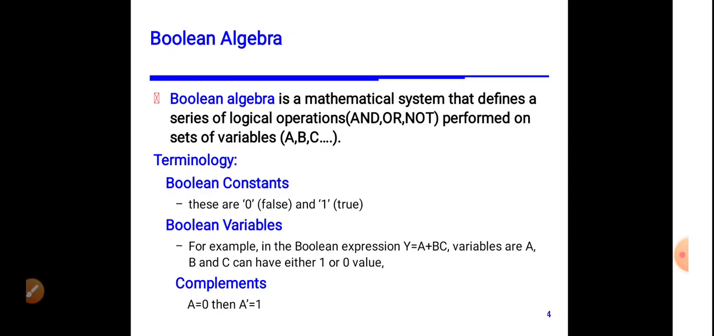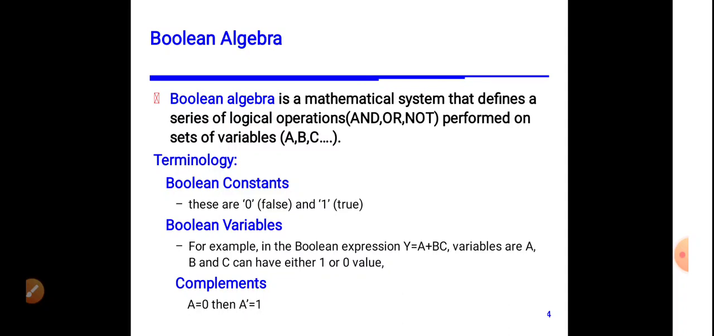That fixed value may be either 0 or 1. So if we are representing in terms of fixed values, those are called Boolean constants. If you are representing these in terms of alphabets, then they are called Boolean variables. So in case of Boolean variables, we are representing expressions. Boolean variables consist of expressions, whereas Boolean constants consist of fixed values.